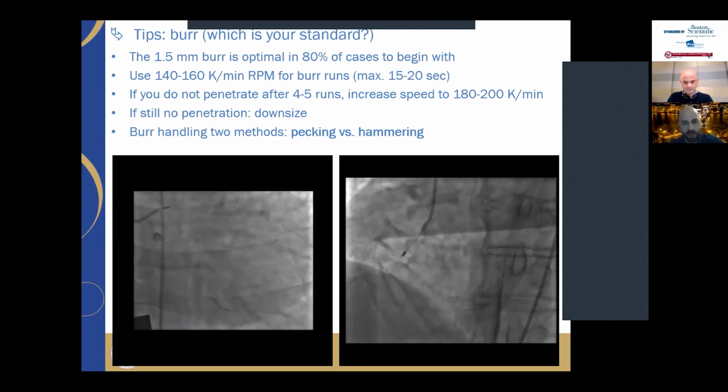There are 2 burr handling methods. On the left side of the picture, you can see the pecking method.